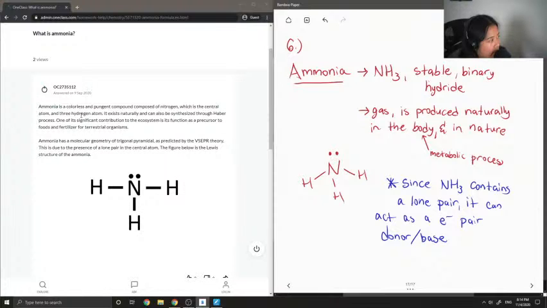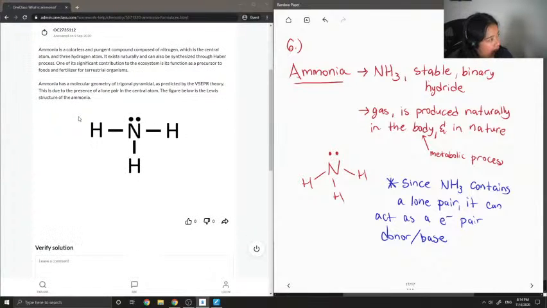Ammonia is a colorless and pungent compound composed of nitrogen, which is the central atom, and 3 hydrogen atoms. It exists naturally and can also be synthesized through the Haber process. One of its significant contributions to the ecosystem is its function as a precursor to foods and fertilizer for terrestrial organisms. It's a nice fact.